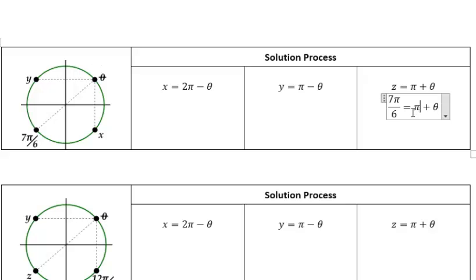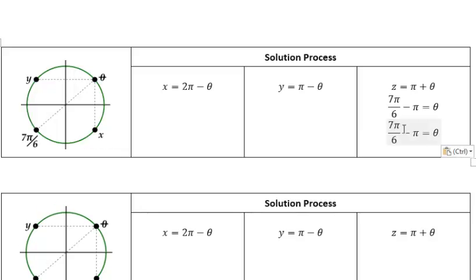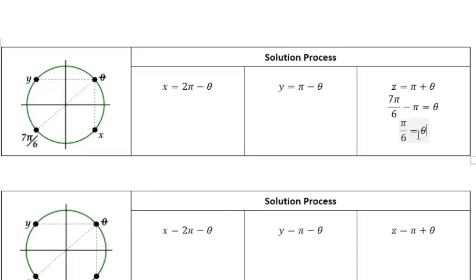All I have to do is pass this pi that is positive to the other side. It's going to subtract. So 7 pi divided by 6 minus pi. If I perform that operation, the answer will be pi over 6. So I already found the initial angle, the first angle in standard position.